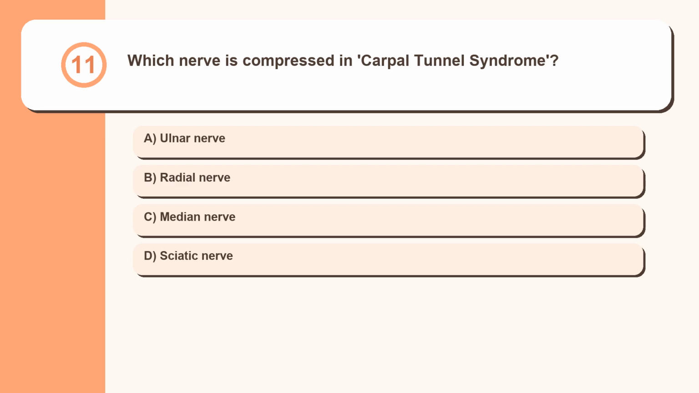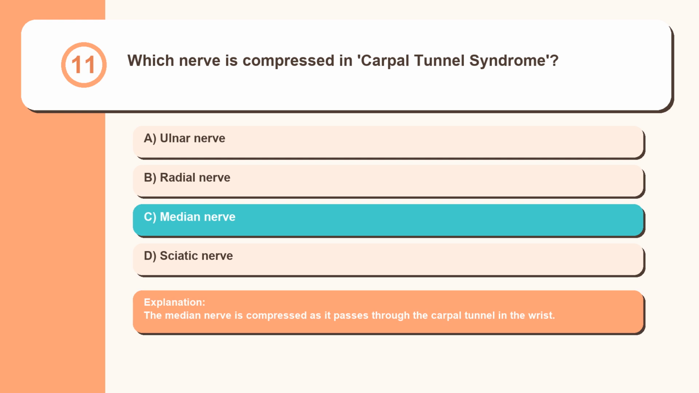Question 11. Which nerve is compressed in carpal tunnel syndrome? Ulnar nerve, radial nerve, median nerve, sciatic nerve. The median nerve is compressed as it passes through the carpal tunnel in the wrist.